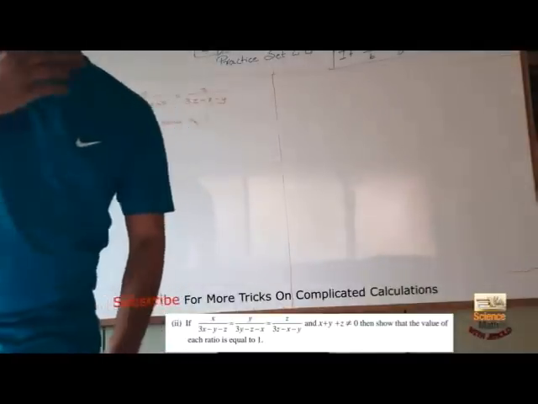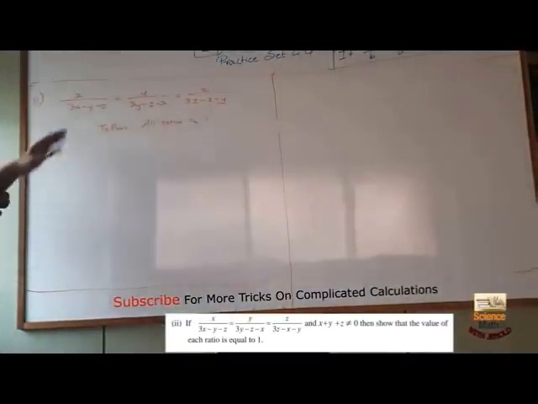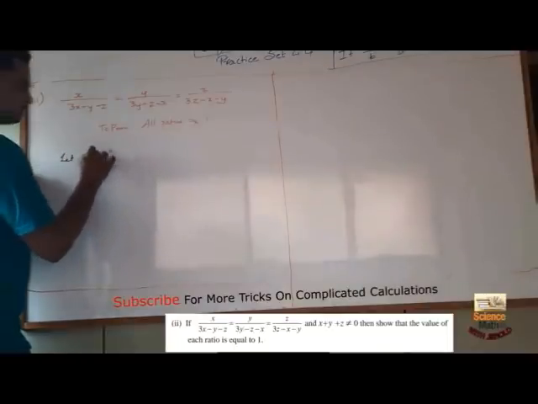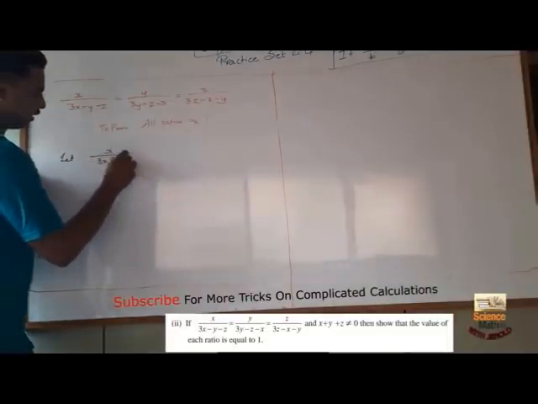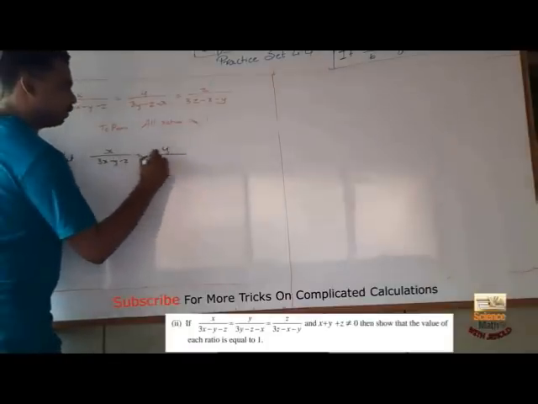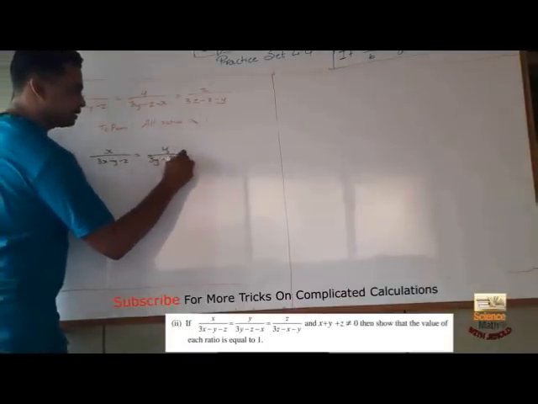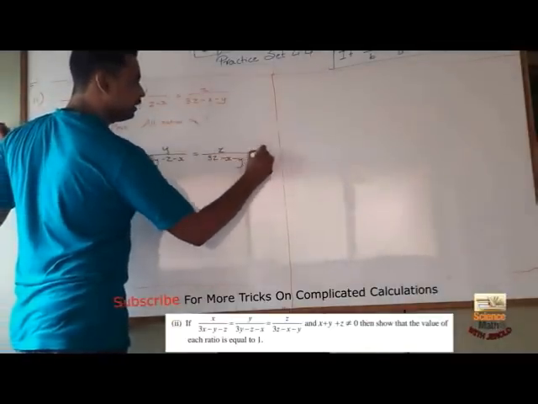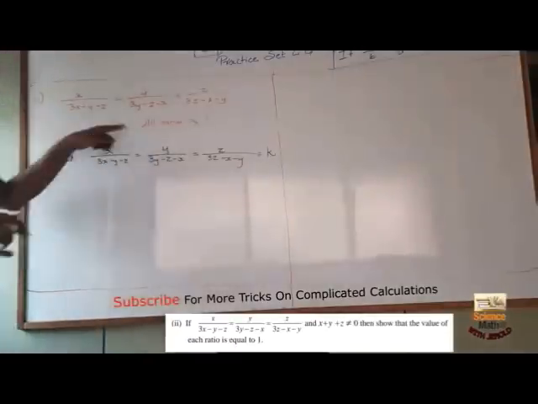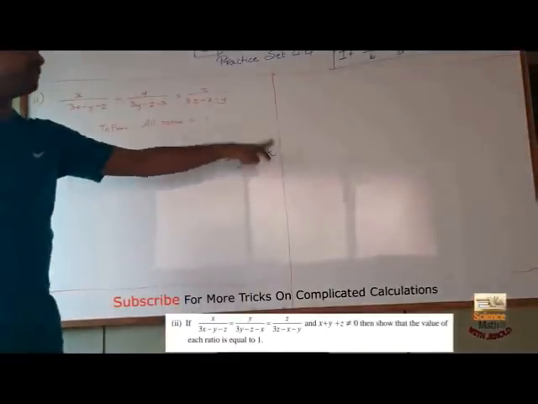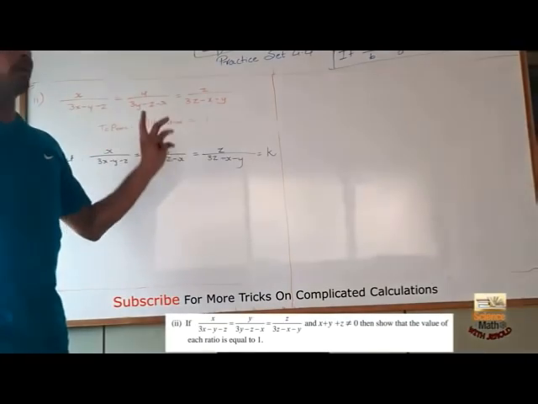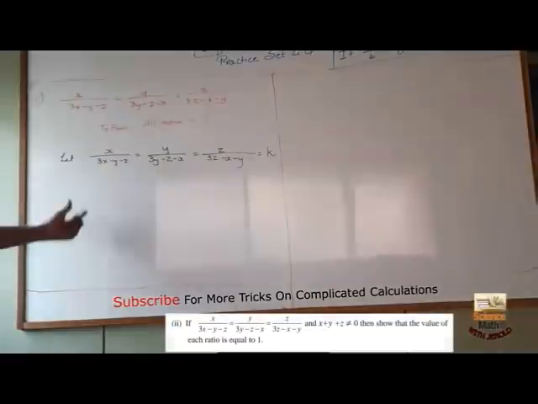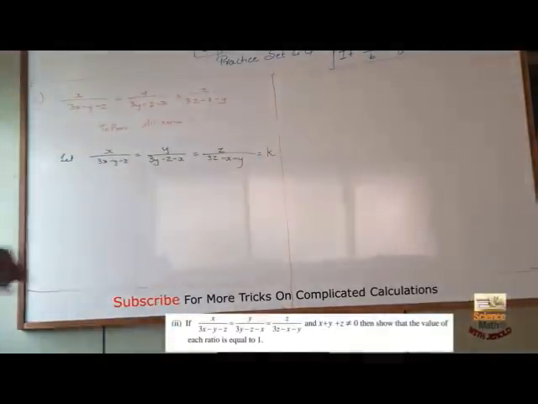This is what we have to prove, and for that, first thing that we'll do is let x upon 3x minus y minus z is equal to y upon 3y minus z minus x is equal to z upon 3z minus x minus y equal to k. So if I want all ratios equal to 1, I want k to be equal to 1. If k is equal to 1, then all the ratios are equal to 1, as all ratios are taken equal to k.